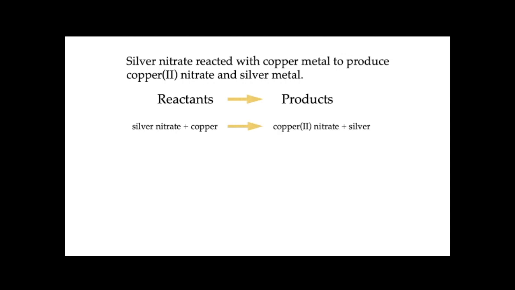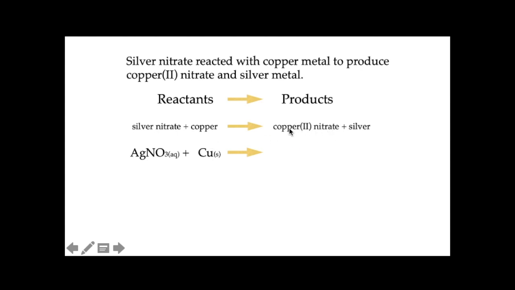Now I'm going to write an actual chemical reaction for this. So I'm going to take these names of these substances and write the formulas for them. So this first one, silver nitrate: silver has a +1 charge, nitrate has a -1 charge. So that is AgNO3, just one of each. And the copper is an element, so all I have to do is write the symbol for the element copper.